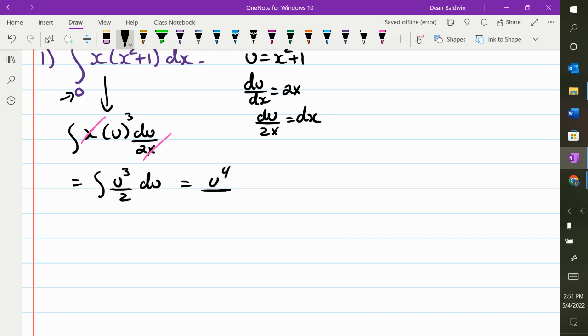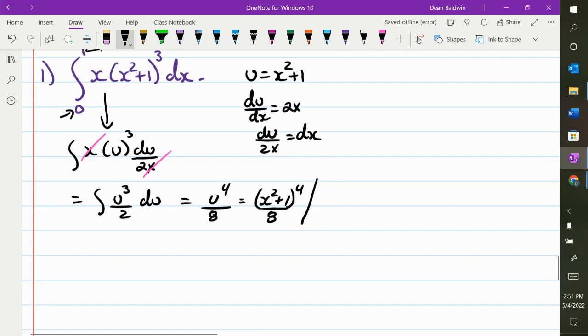And 4 times 2 is 8, so I'm going to write 8. Put back in your u. What is it? X squared plus 1. And we're evaluating that from 0 to 1. So now we can put those in, because we're evaluating it from 0 to 1, correct? And they're x's. So then we evaluate it. How do we evaluate? Yeah, so the top one goes in first.